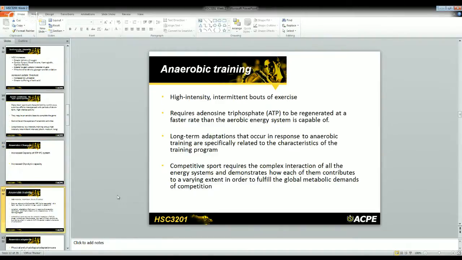So, of course, everyone's familiar with it these days, high intensity interval type work. It requires ATP, and then you need to apply sufficient recovery to restore the ATP.